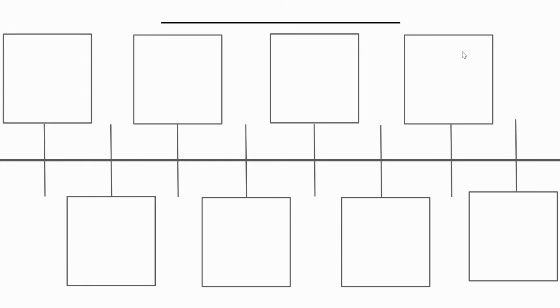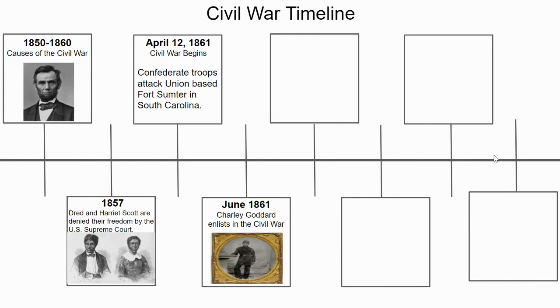So again, here is your blank Google slide or timeline. Again, you're coming up with a creative title, coming up with 8 different events that occurred throughout the Civil War, and that can include before, like the causes of the Civil War. It can include how the war ended, and of course, during the war itself.